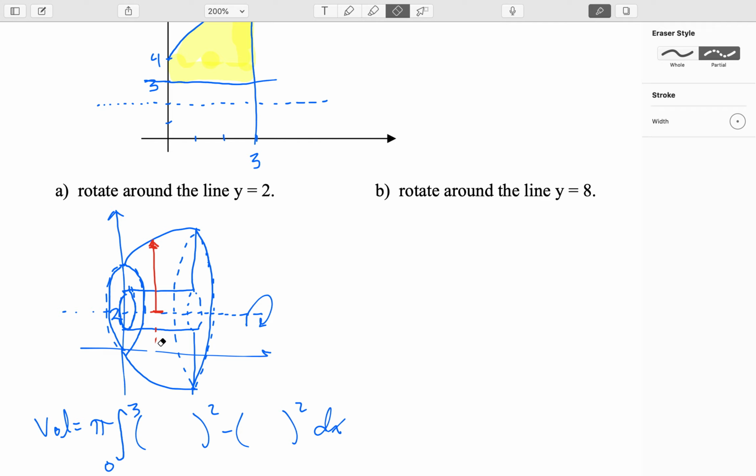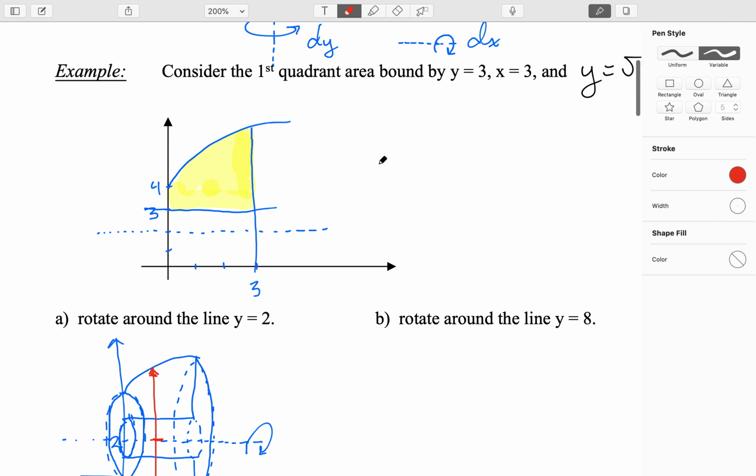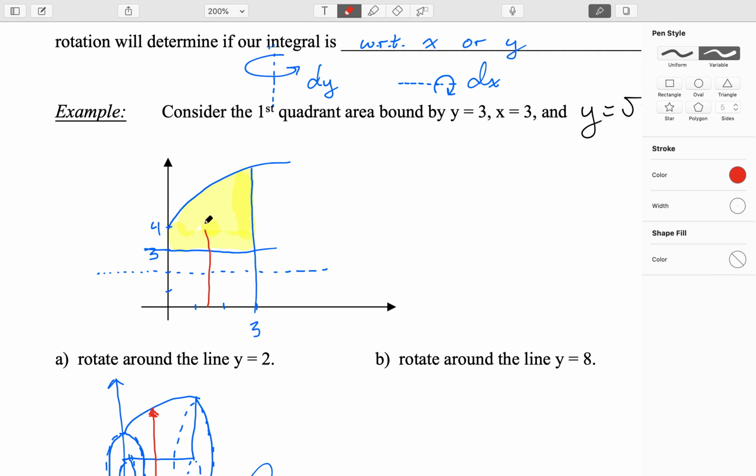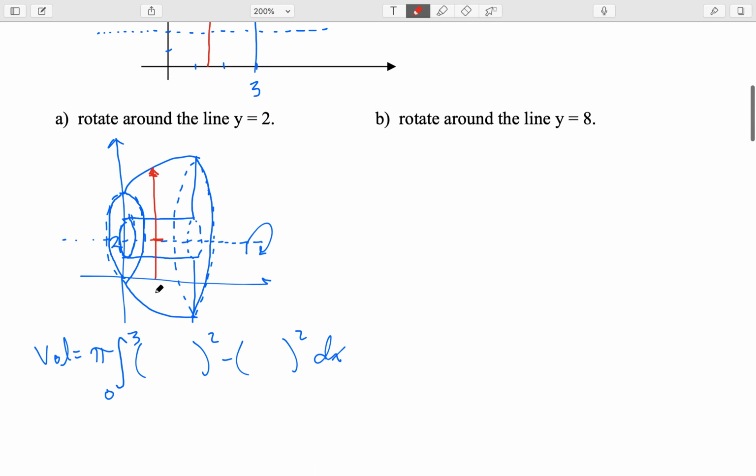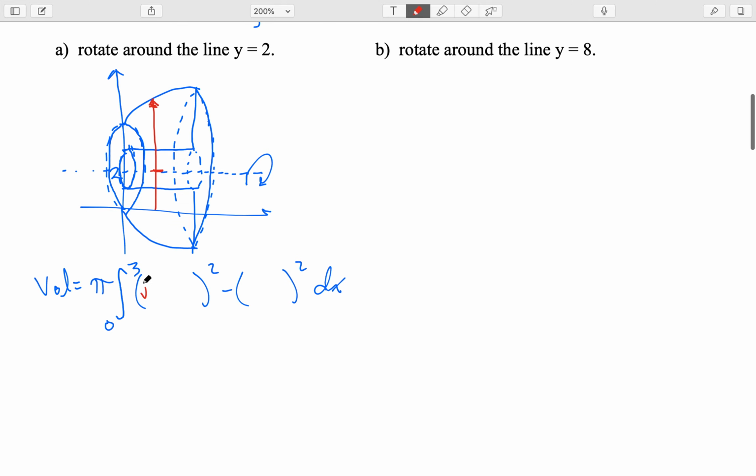See that? It's the entire distance except for this. Okay, so here's really what it's going to be. This is going to be the function. And what was the function? Right, this is my function: the square root of x plus 4. That's what this distance is. So this is going to be the square root of x plus 4 minus that 2. Root x plus 4 minus 2.